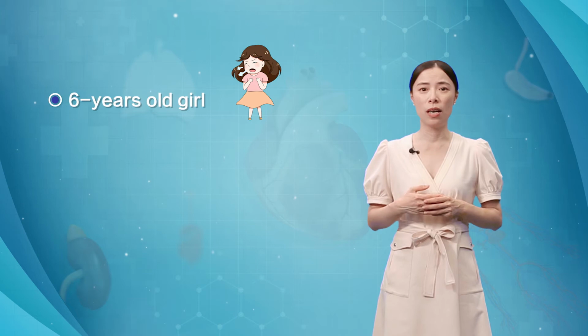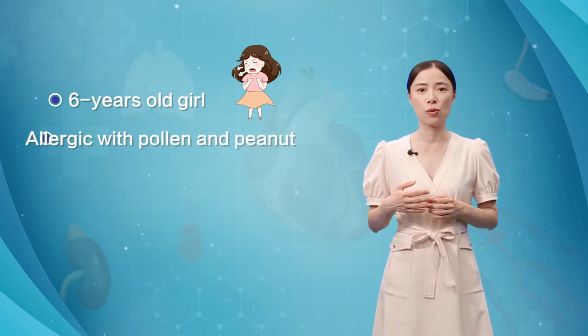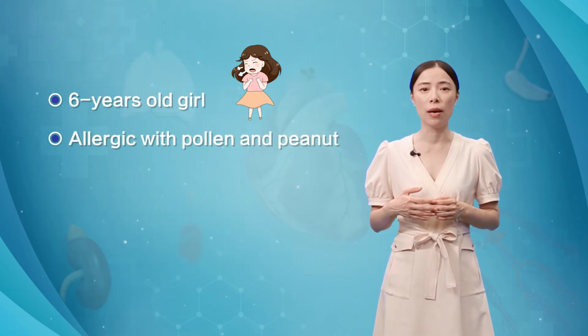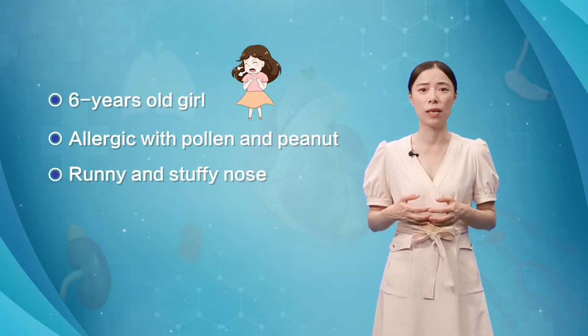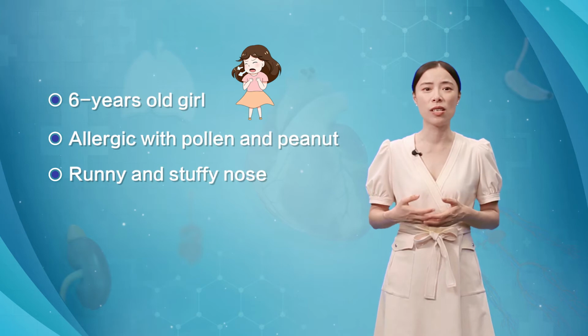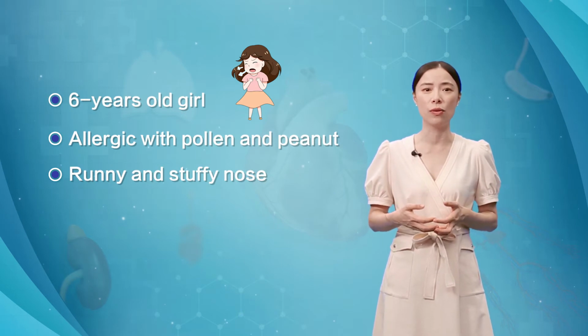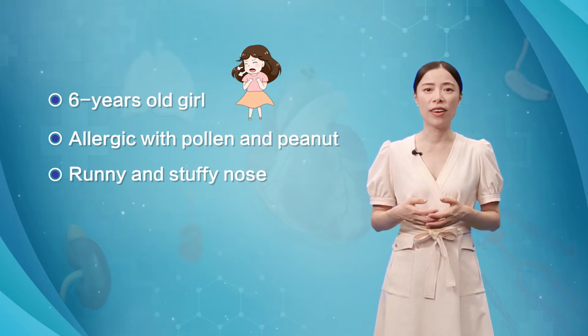Before starting our topic, we will bring you a relevant clinical case. Hu Qi is an 18-year-old student. When she was 6 years old, her parents discovered that she was allergic to pollen and peanuts and had repeatedly symptoms of allergic rhinitis such as stuffy nose and runny nose. Because the rhinitis did not settle, sinusitis also appeared.